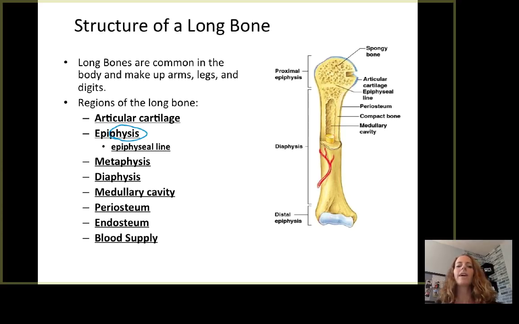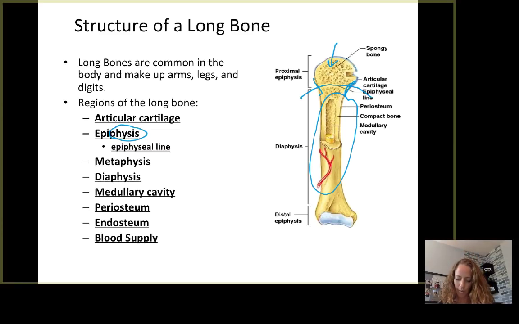So epiphysis is upon or above the growth plate. So the epiphyseal line is the line where growth occurs, and above that, on the ends of the bone, we'll have the epiphysis. Between that, you'll find the diaphysis down the shaft of the bone. And in the middle of the diaphysis and the epiphysis, you'll have the metaphysis, which is in the middle.